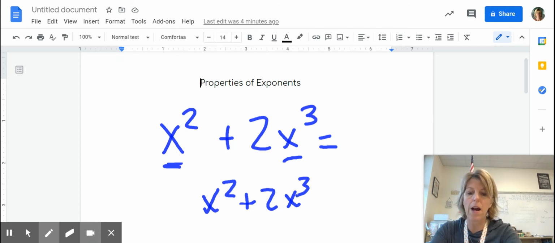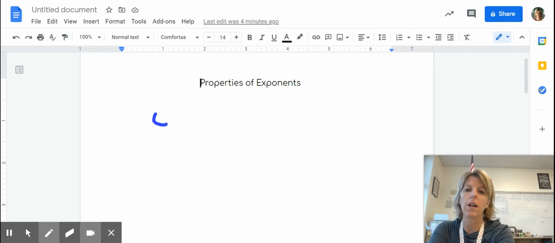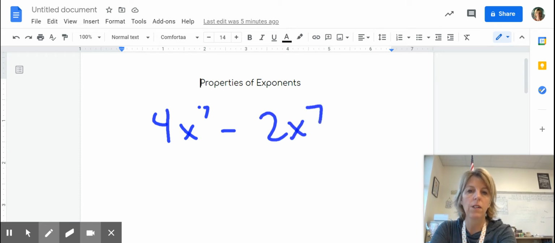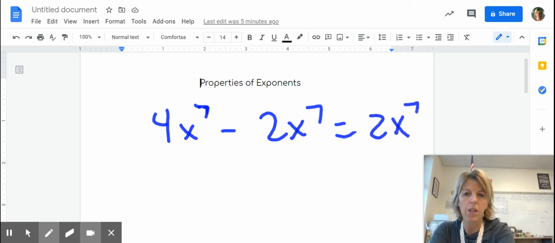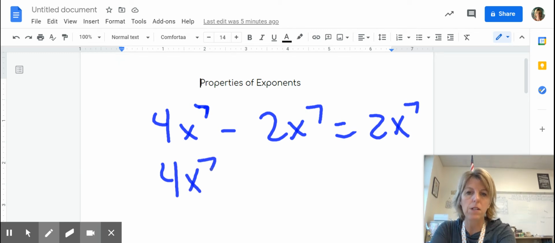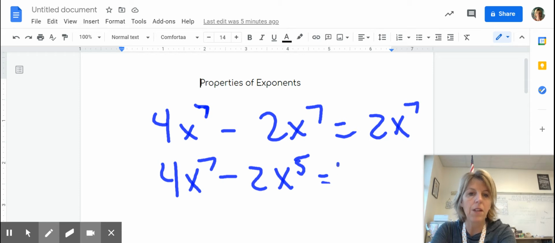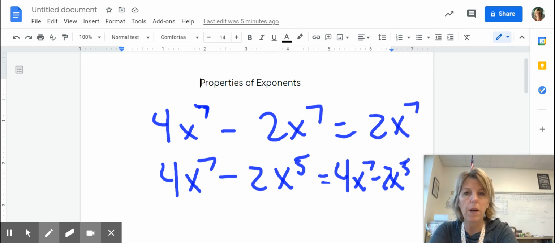That's true whether I'm adding or subtracting. If I have something like 4x to the 7th minus 2x to the 7th, those are both the same thing, x to the 7th and x to the 7th, so that will be equal to 2x to the 7th. If they're not the same thing, if I have 4x to the 7th minus 2x to the 5th, then they just stay exactly the way they are. I cannot combine them. It goes back to our solving for y, where that was why we could not combine. We had to leave it clunky and chunky because they were not the same thing.